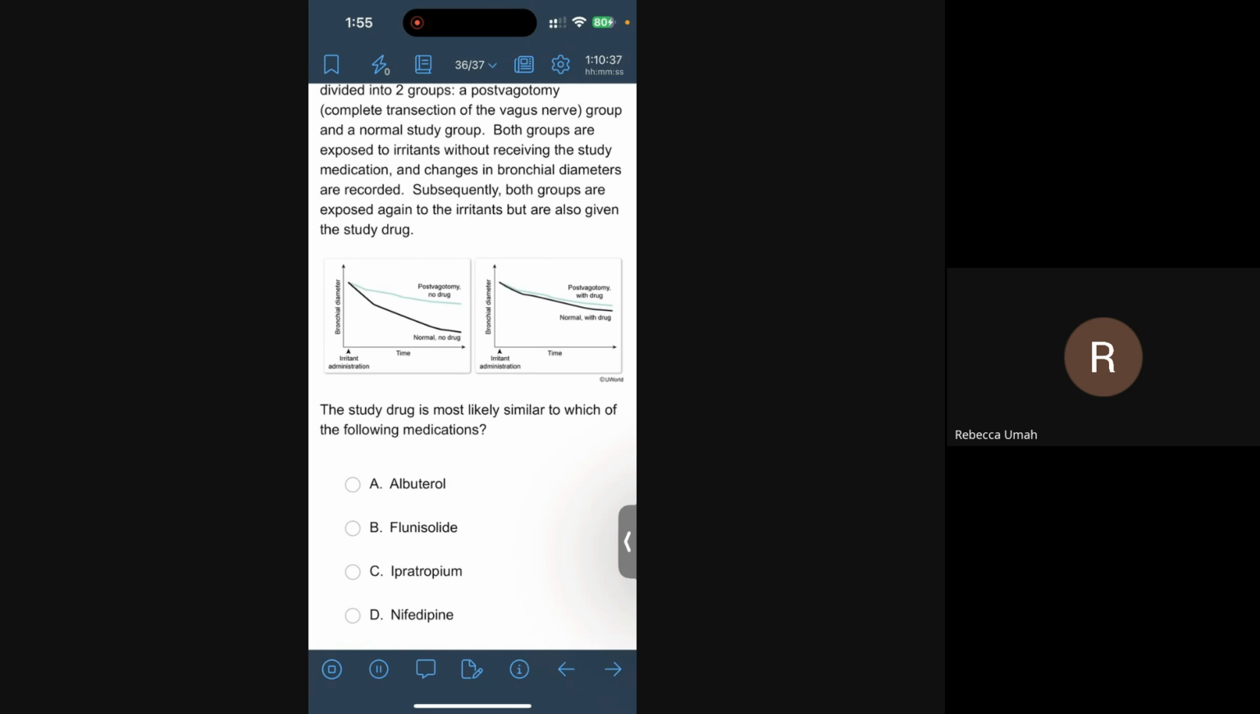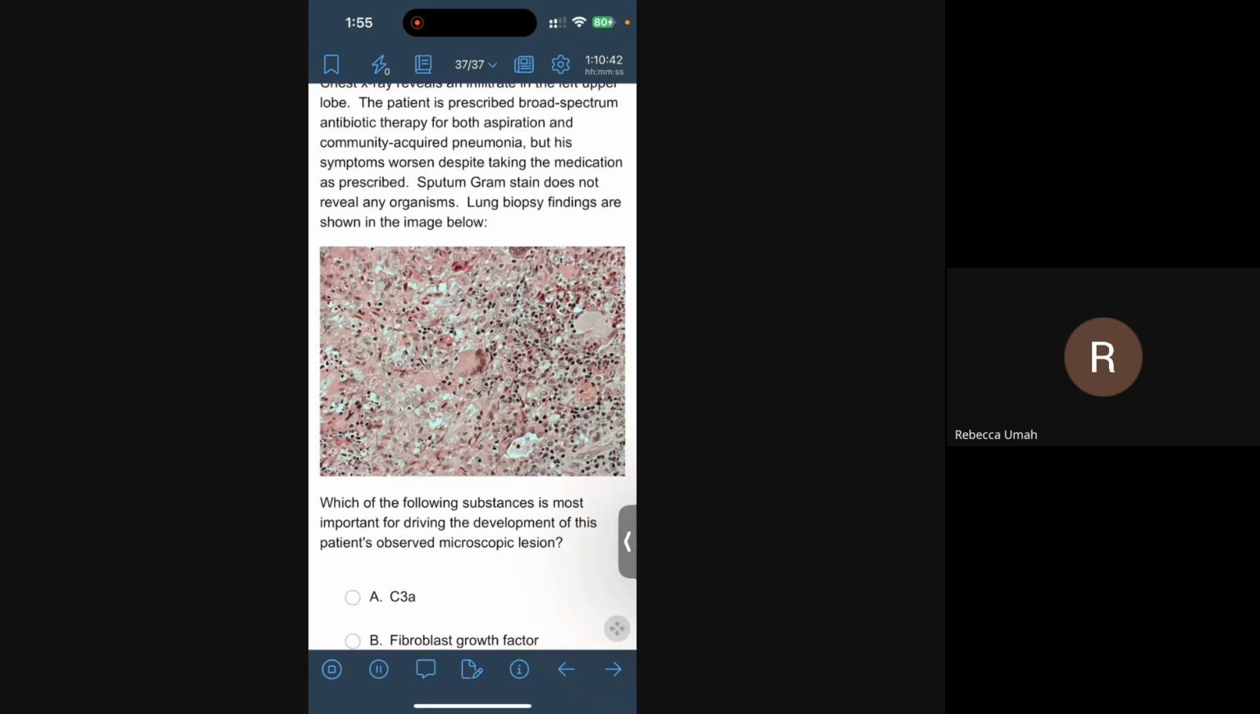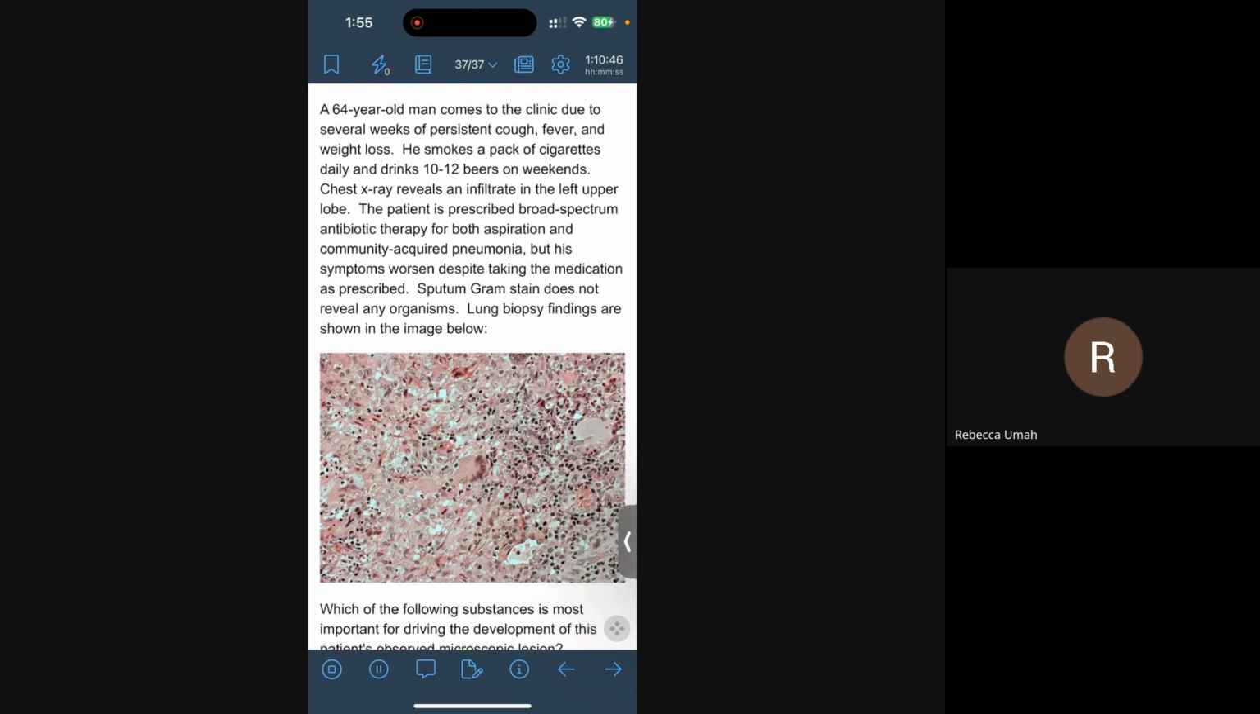You first solve the last question, then we will come here. Which of the following is more responsible for driving the development of the patient's observed microscopic lesion?